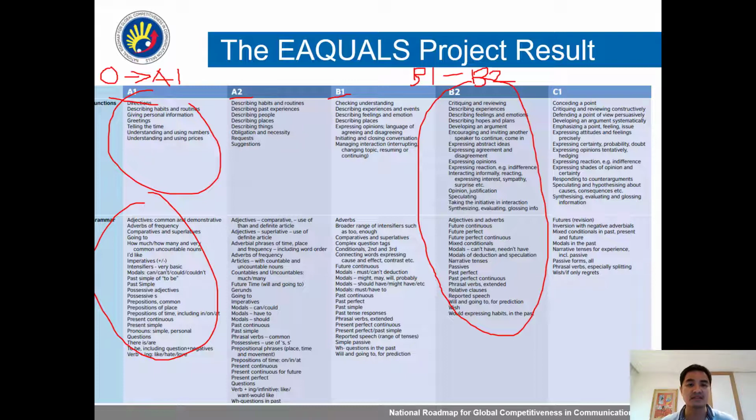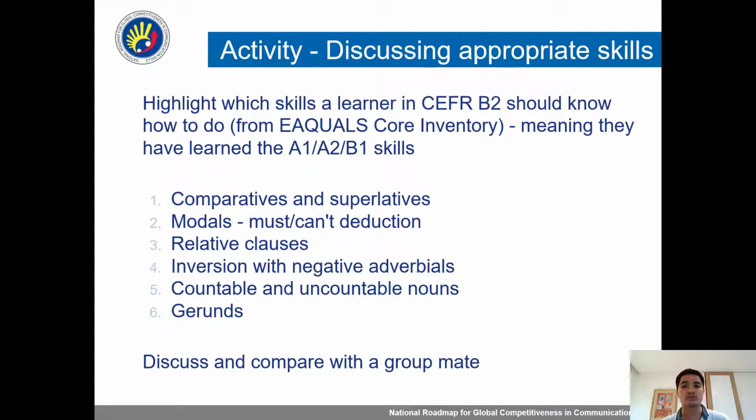Okay, so actually, we're going to go to the activity, and I'm going to show you. So now we're actually going to look. In this activity, we're going to highlight which skills a learner in CEFR B2 should know. So basically, if he's in B2, it means I've learned the A1, A2, B1, and B2 skills. Okay, so I'm actually going to pause it and the slide will change. I'm going to add B2.